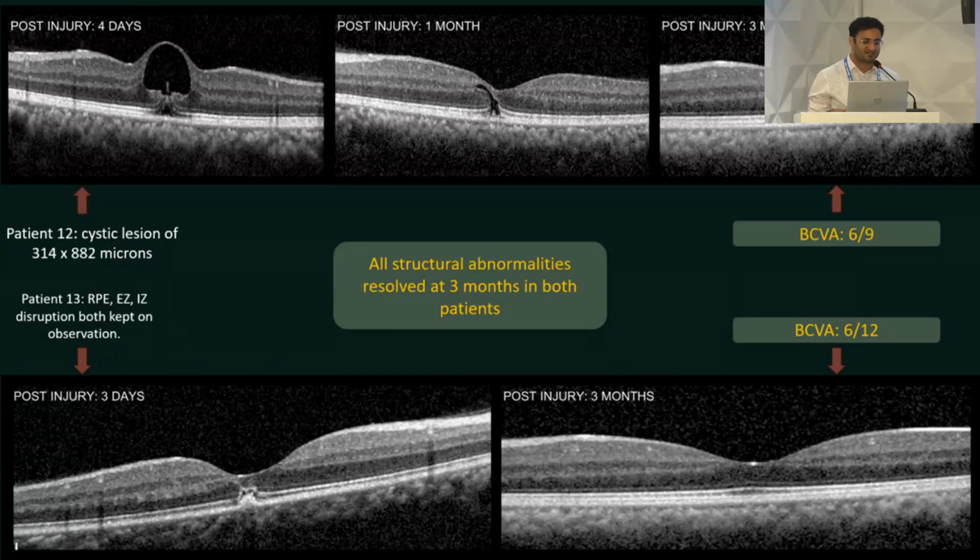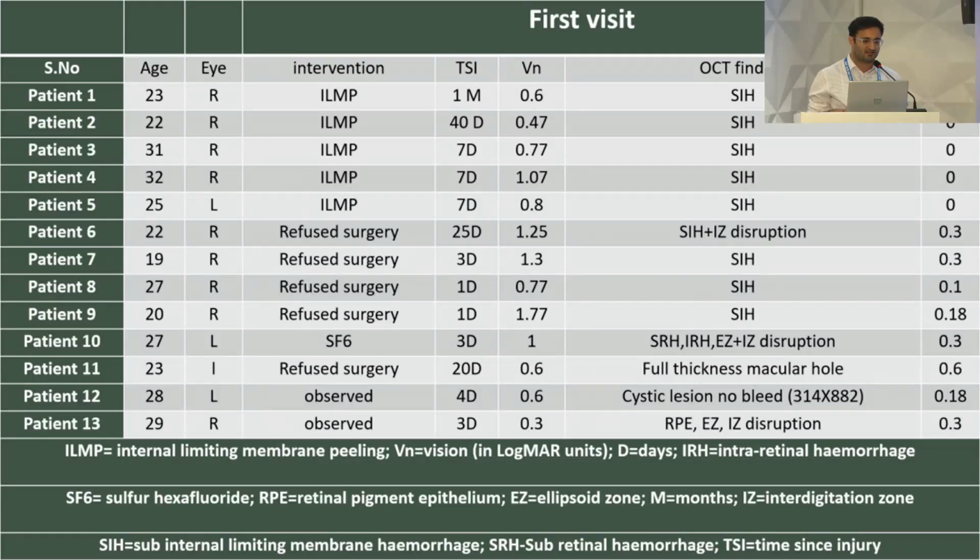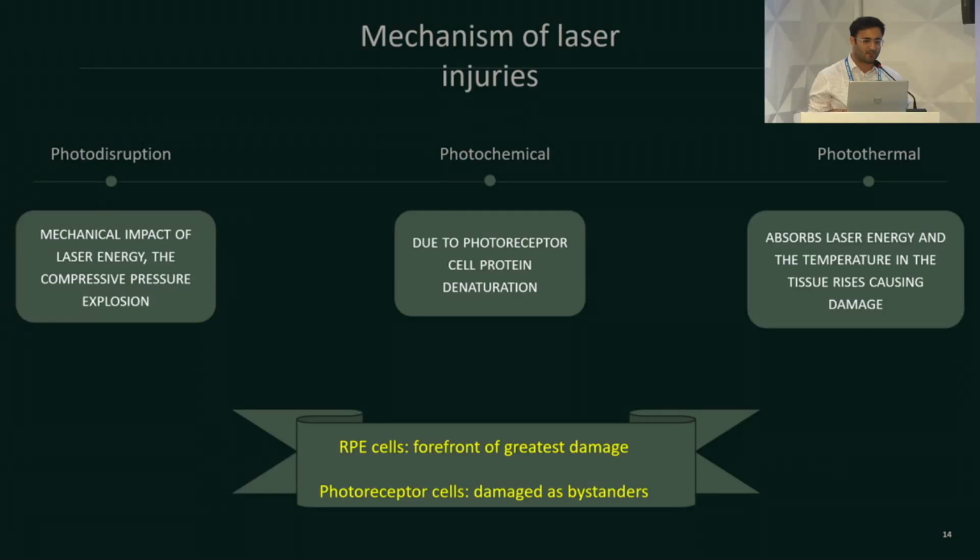Patient number 12 had a cystic lesion and patient number 13 had an RPE, EZ and IZ loss, which at 3 months all the OCT features resolved. But in the case of patient 12, the BCVA achieved was 6/9 and in the case of patient 13 was 6/12. This is the data regarding all the patients in our study.